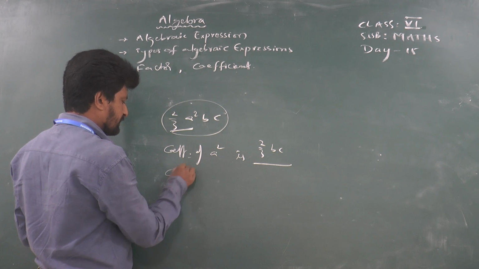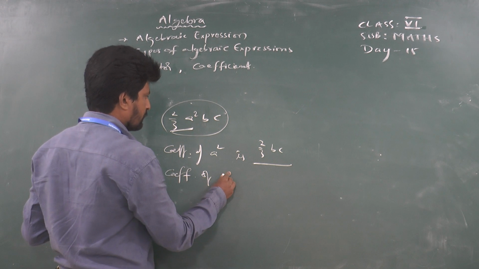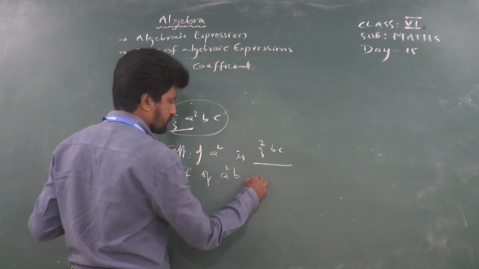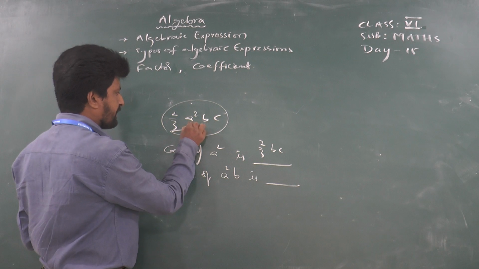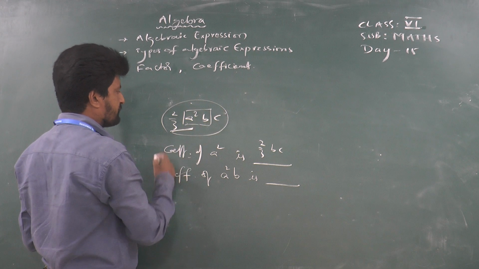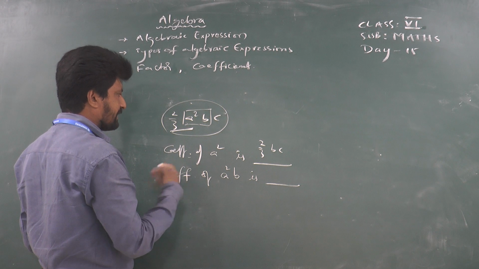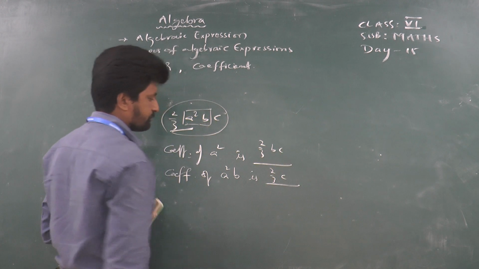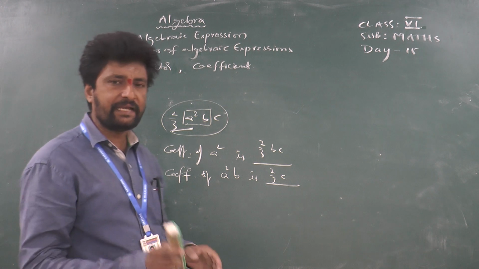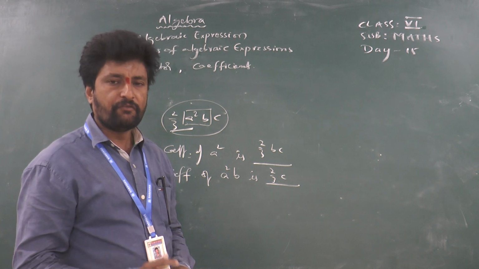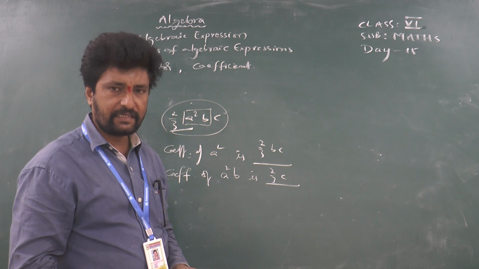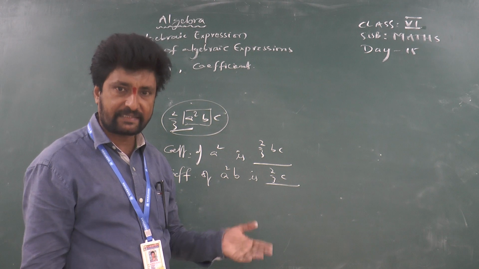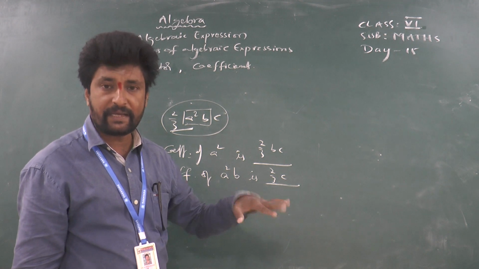Similarly, the coefficient of a square b, I want. That is the coefficient of the product formed by the other factors. What is that? 2 by 3 c. Okay, that's why in any term, if we consider a factor, the coefficient of that factor is the product formed by the other factors.